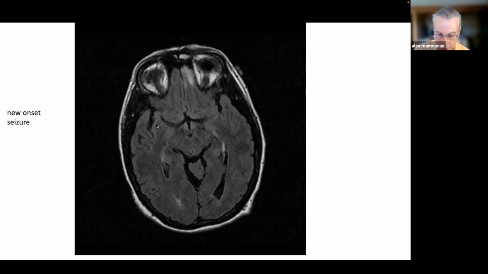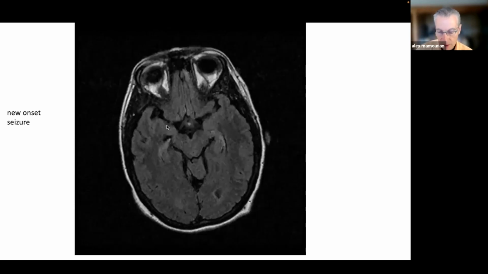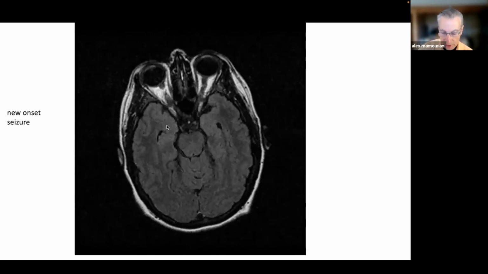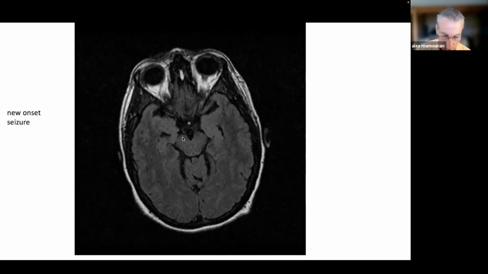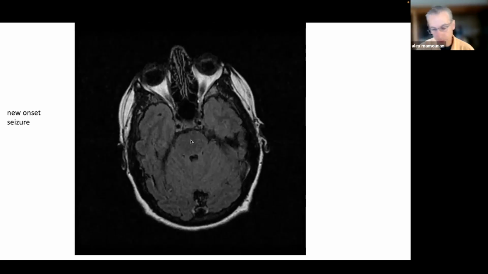So again, understanding vascular territories can help you with that distinction. A little bit of anatomy here. This is the midbrain. You can see the third cranial nerve coming off here in the cistern, from the cistern.